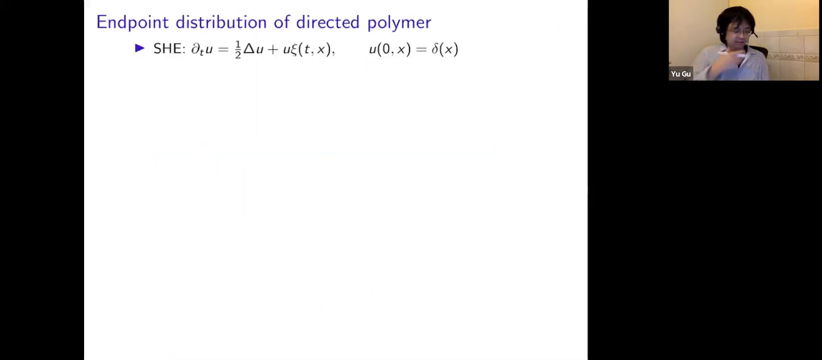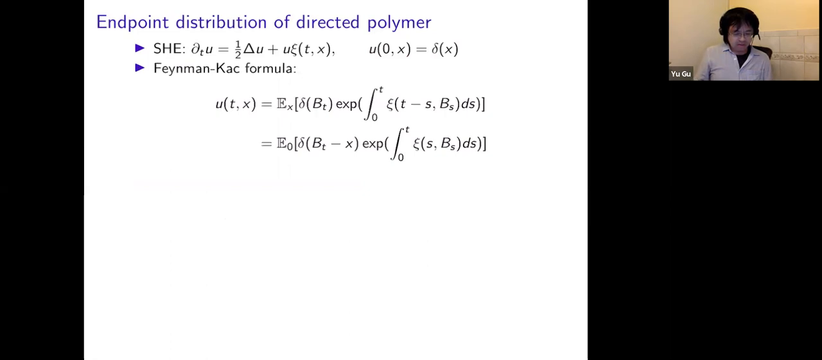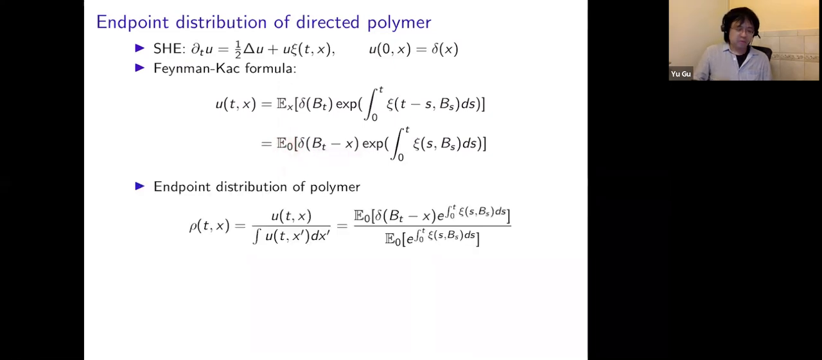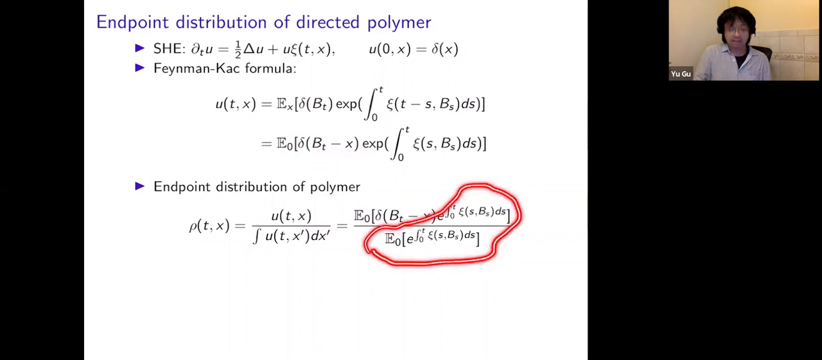So let me first say something about the endpoint distribution of the directed polymer. I look at this SHE, and for simplicity, I just start from Dirac initial data. By the Feynman-Kac formula, this u can be written in this form. I do a change of variable, then a time reversal. So that's basically a Brownian bridge starting from zero, ending at x. Then the endpoint distribution of the polymer I'm interested in is written in this form. That's my definition, and you see pretty clearly why it's the endpoint distribution of the directed polymer, because this part is a Gibbs measure.